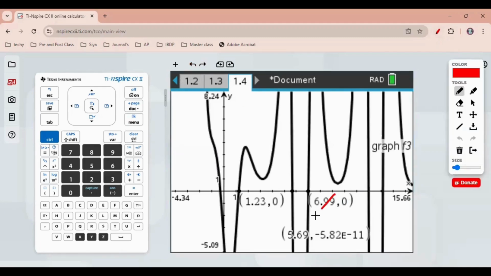So I'm going to take only this particular part. Right? And let's go. This is my b and c, 1.23 and 5.69. I have moved it. Right. So let's go.